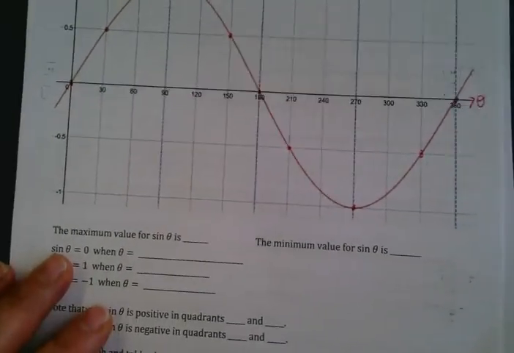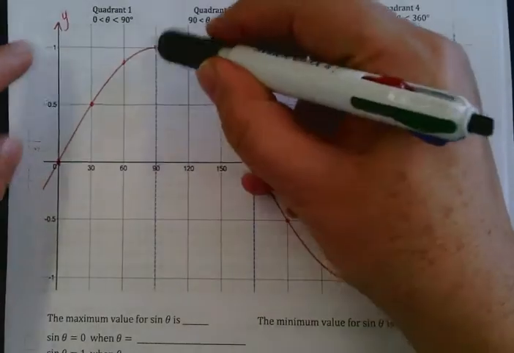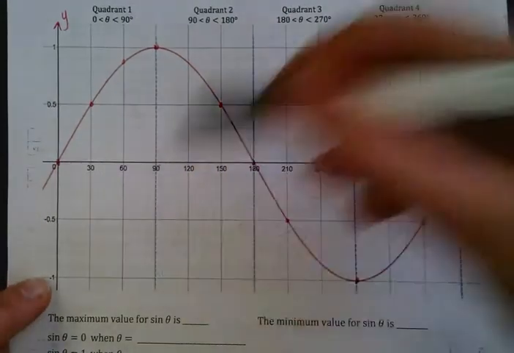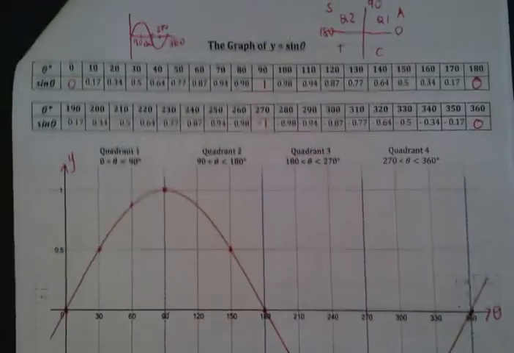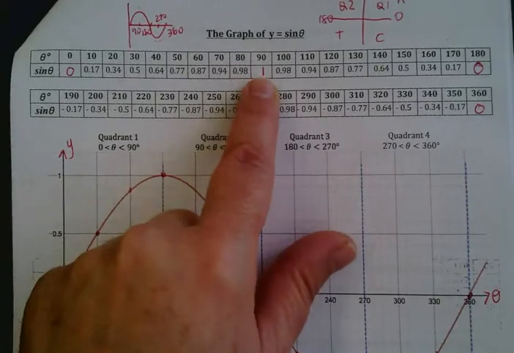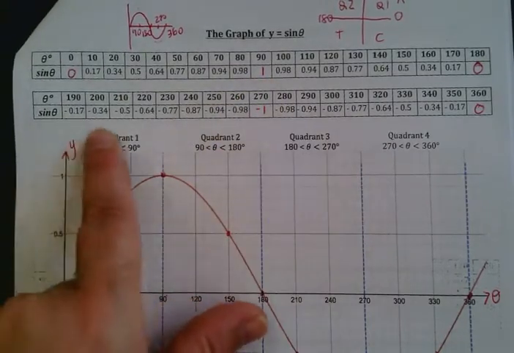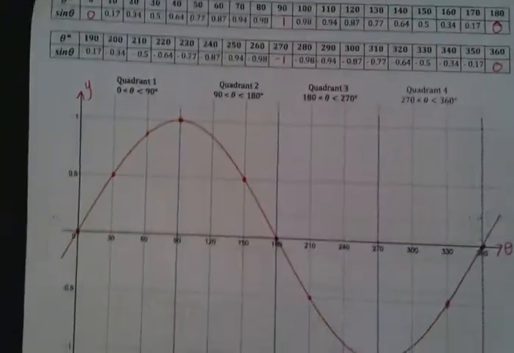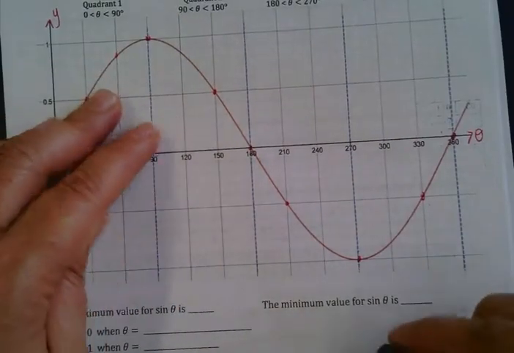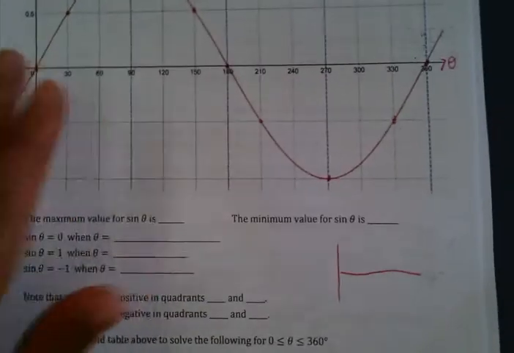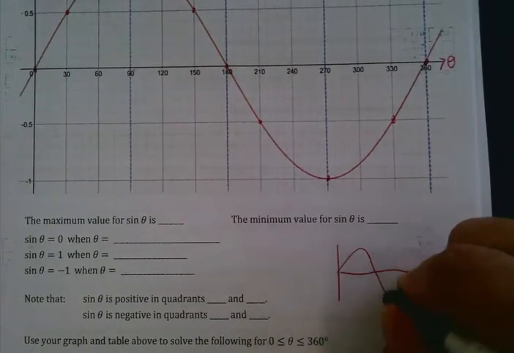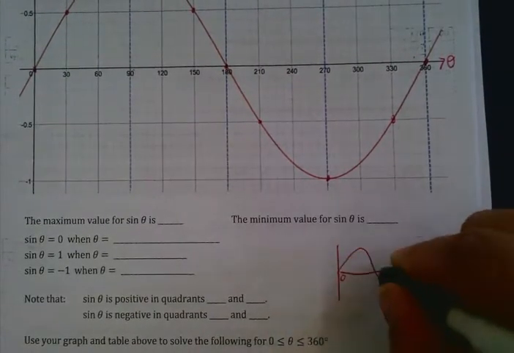So, now we can see the maximum value and the minimum value for sine theta. The values go between, 1 is the maximum value. What's the minimum value? -1. So when you draw the curve, and you learn how to draw it like that, again, we go like this. That's our curve. Just practice drawing it.